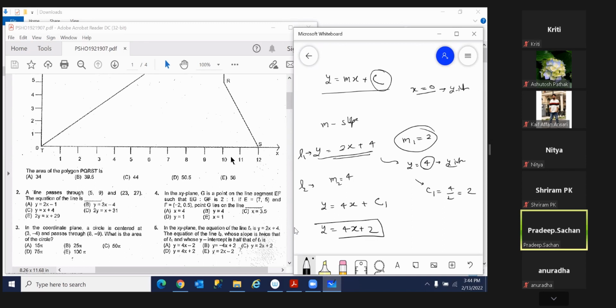So y is equal to mx plus c is a general line equation where m is the slope and c is called the y-intercept. If I compare this with y is equal to 2x plus 4, my slope will be 2 and the intercept will be 4. They want double the slope, meaning they want 4, and the intercept as half, meaning they want 2. So my equation will become y is equal to 4x plus 2. So directly we can mark our answer if we know the concept.